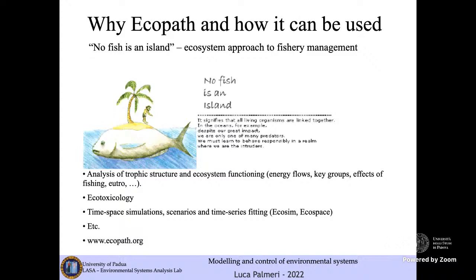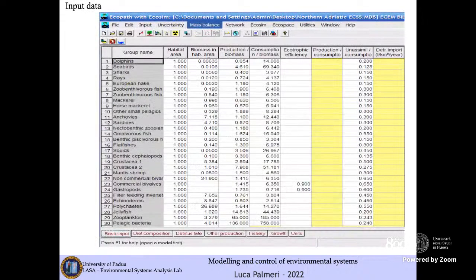I'm going very fast because I want to go to the conclusions. This is the typical table that you have to fill in when you use the EcoPath software.